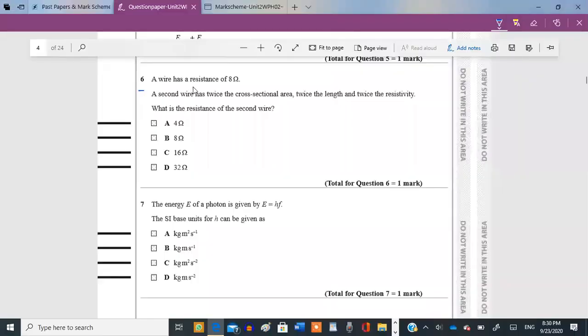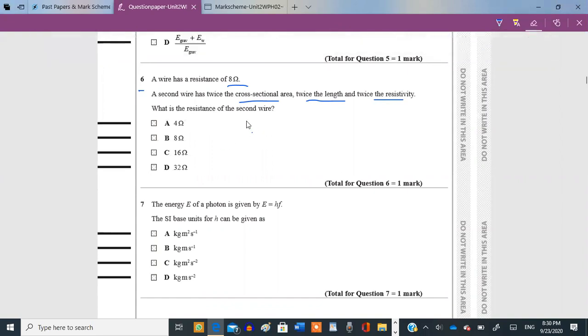Okay, question 6. A wire has a resistance of 8 ohms. The second wire has twice the cross-sectional area, twice the length, and twice the resistivity. What is the resistance of the second wire? All right, you've got one wire whose resistance is 8 ohms. They told us it's 8 ohms.